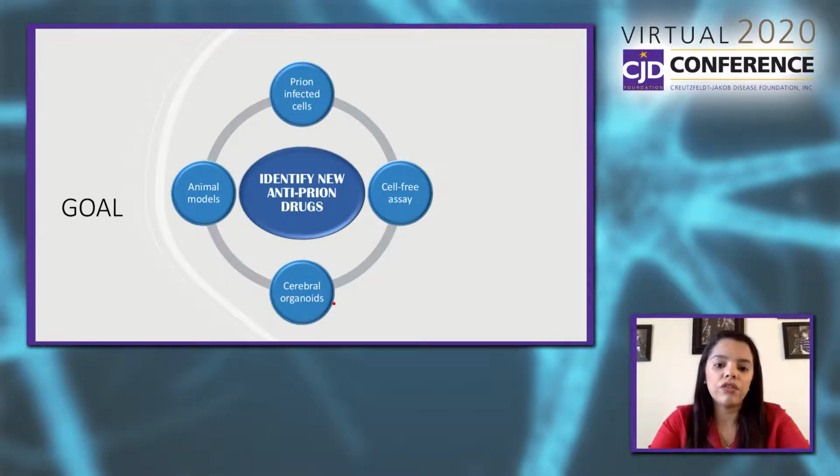So the goal of my project is to combine different approaches such as prion-infected cells, cell-free assays, where I can test human prion strains, and the newly developed model of human prion infection, which are the cerebral organoids, and lastly, to test in prion-infected mice in order to find an anti-prion drug that will work in vivo, in humans, sorry.